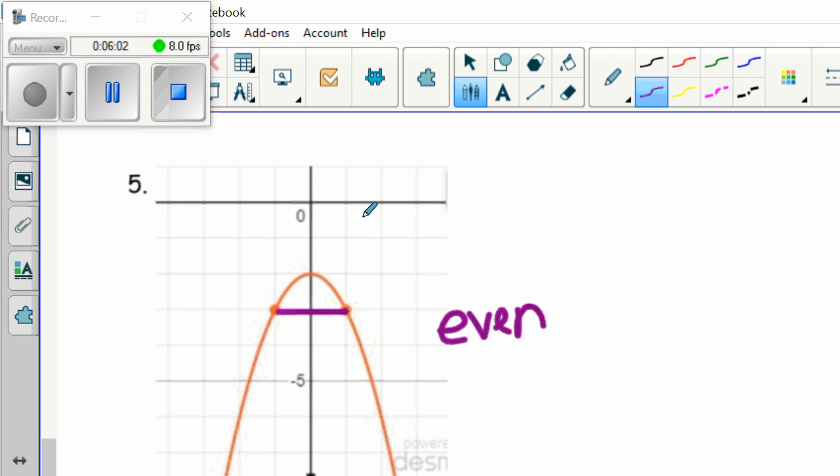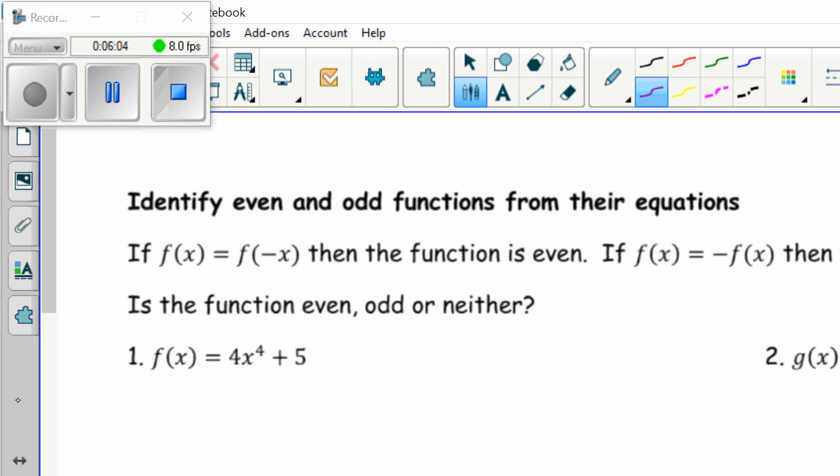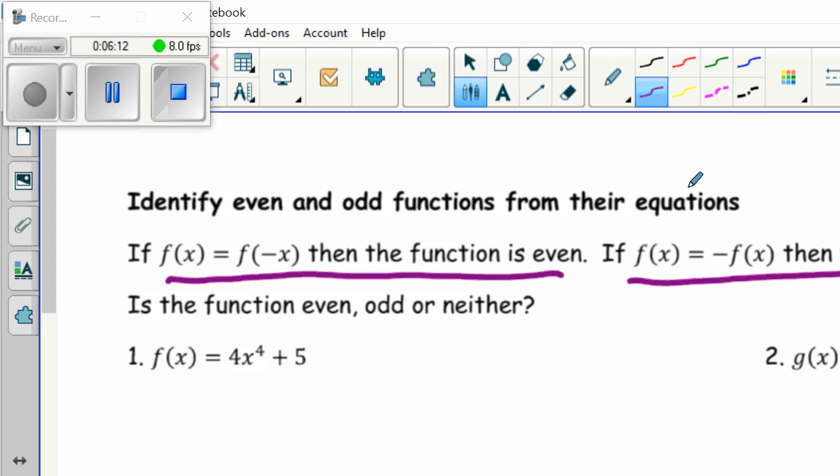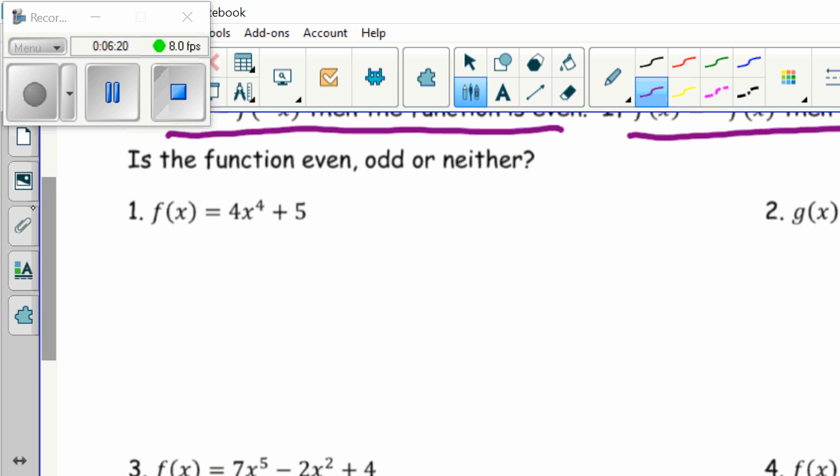So now let's look at when we just have the equations themselves. Again, it tells me that if f of x equals f of negative x, it's even. If f of x equals negative f of x, it's odd. If neither of those are true, then it's neither. So let's determine if the function is even, odd, or neither without looking at the graph. So what we need to do is plug negative x in for all of the x's and see where we're at.